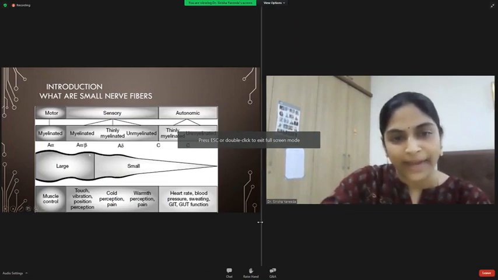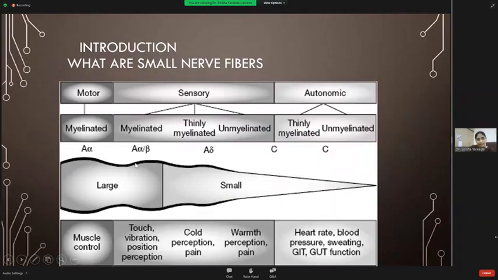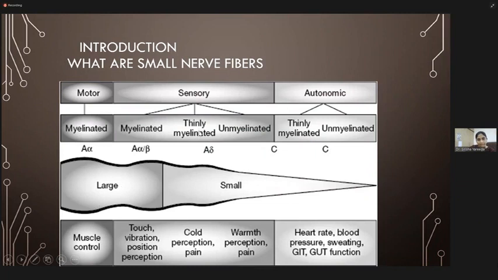Those fibers which are thickly myelinated contribute to a larger size because of the myelin sheath encircling them. These are the large nerve fibers. Those which are smaller are normally very thinly myelinated, or they are unmyelinated. These large nerve fibers, as we know, are responsible for faster conduction because of the greater abundance of the myelin in them. These are the A alpha and the A beta fibers. They are responsible for muscle control and also for the large fiber sensations like vibration, position perception, and touch.